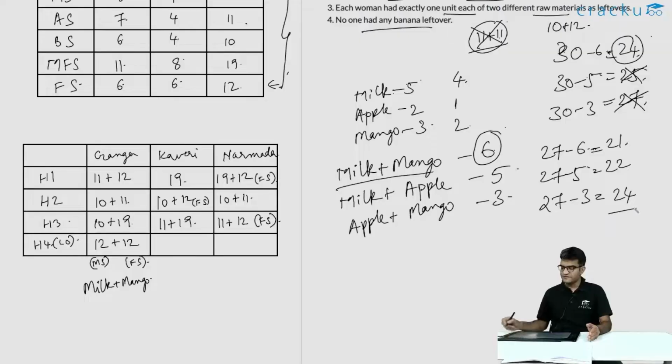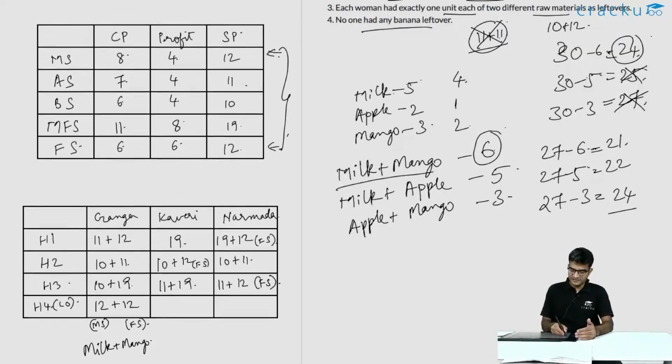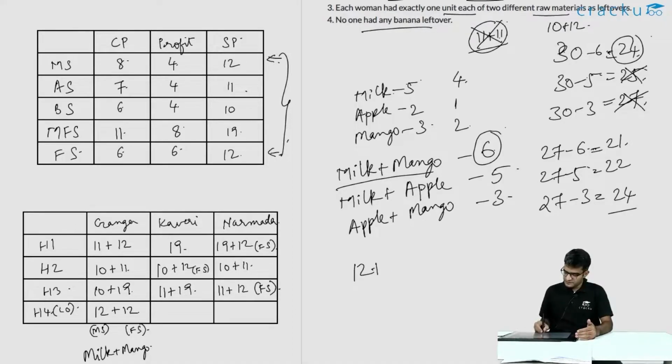If you are looking at 24, the only way to express 24 as a sum of some of these numbers in the given table is as 12 plus 12, like in the same case as in Ganga. But this would imply that she sold one mango smoothie and one fruit salad. And we know that Kaveri did not sell any mango smoothie. The only person who could have possibly sold mango smoothie is Ganga. So this is not possible.